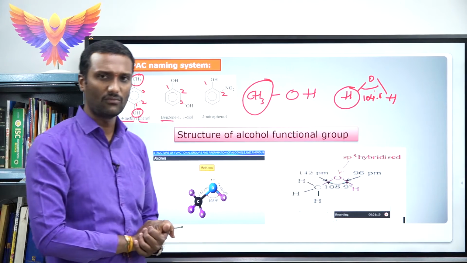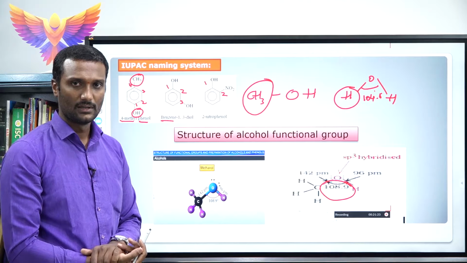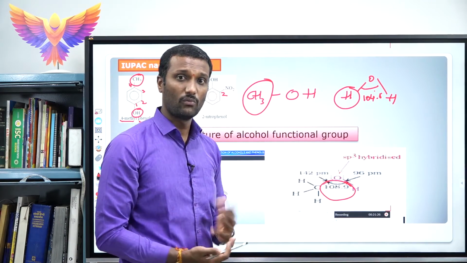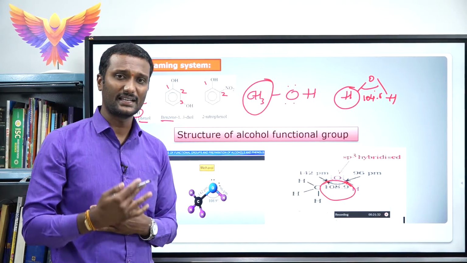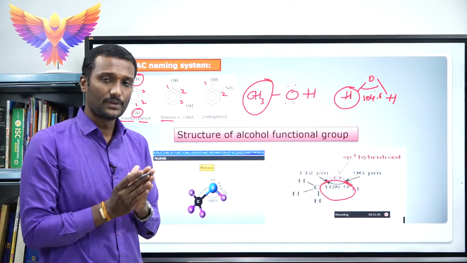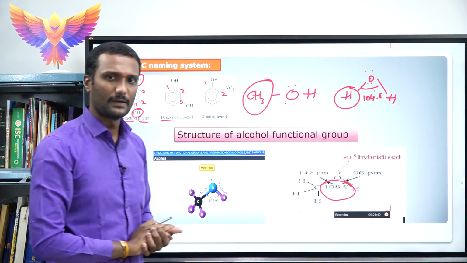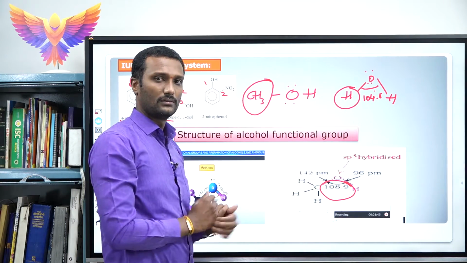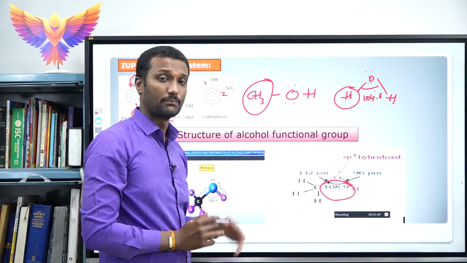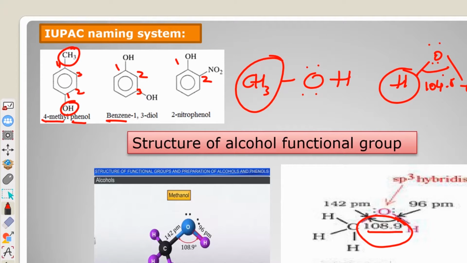This is the bond angle in water, but in this case the bond angle is more than water, that is 108.9 degrees. So 108, it is more than water. Why, sir? Because of the repulsion interaction between the alkyl group and oxygen, the bond angle increases compared to water. Here also there is a lone pair of electrons, but there is less repulsion compared to methanol, where there is more repulsion. That's why the bond angle is more than water. So this is about the structure of alcohol.